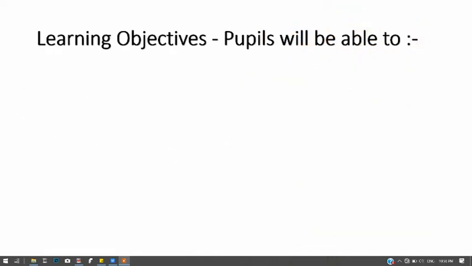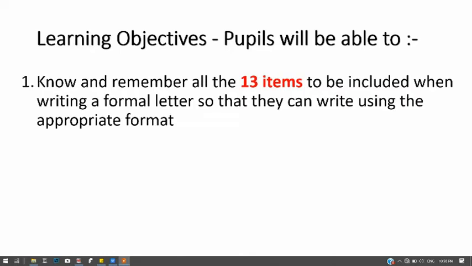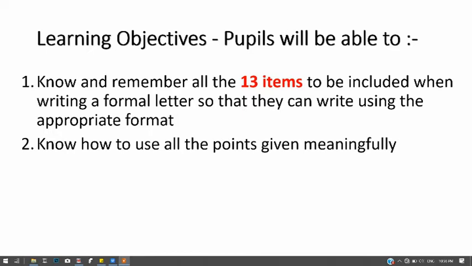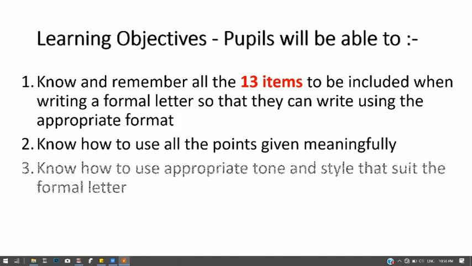Okay, next, learning objectives of this presentation. At the end of the presentation, pupils will be able to, number one, know all the 13 items to be included when writing a formal letter so that they can write using the appropriate format. Number two, they know how to use all the points given meaningfully. Number three, know how to use appropriate tone and style that suit the formal letter.